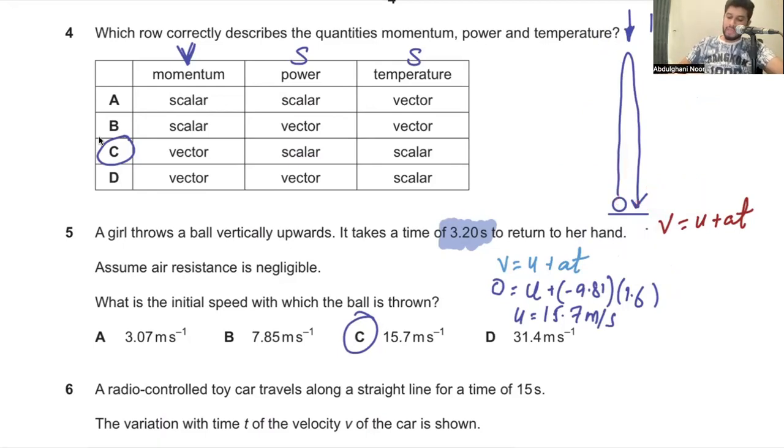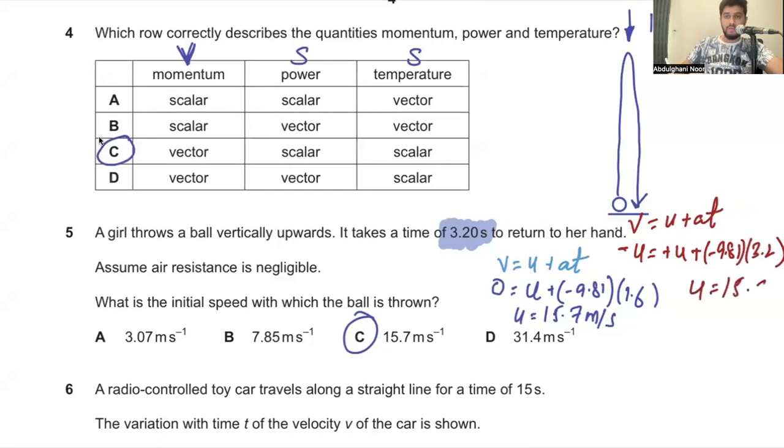So I can say my final velocity will be minus u if my initial velocity is plus u. The acceleration is -9.81. And the time it takes for this entire journey is 3.2. And that should give me the same answer. u is equal to 15.7.